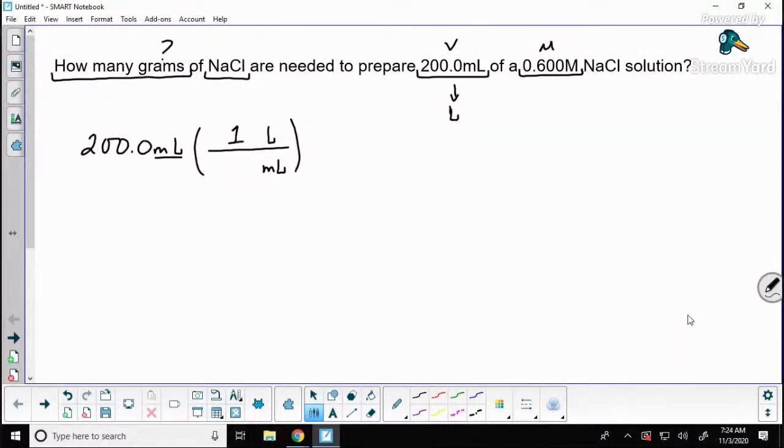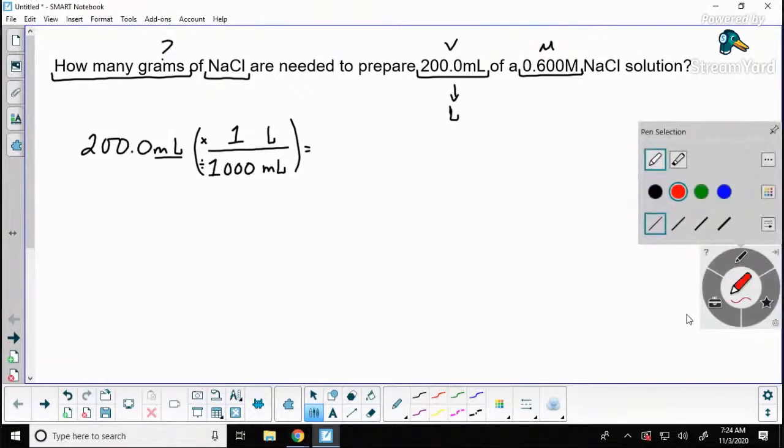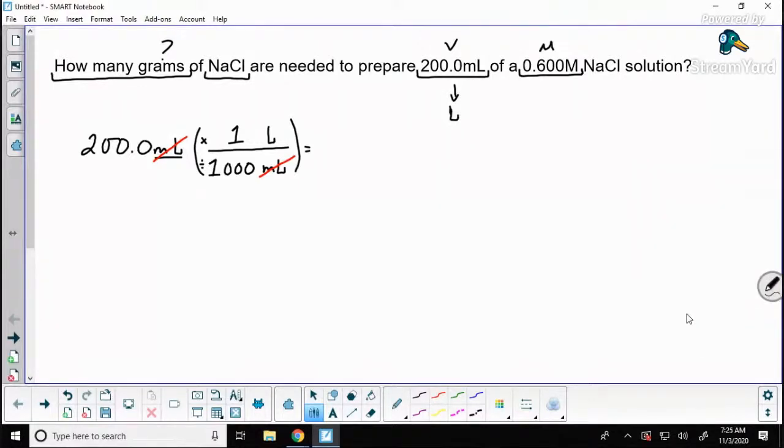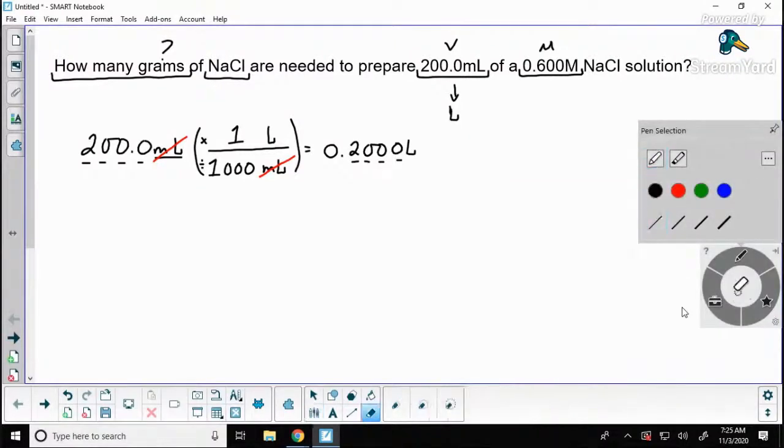And hopefully you already know that there is 1 liter per every 1,000 milliliters. And in converting, we always multiply by what's on top, divide by what's on bottom. And in doing so, our units of milliliters cancel to leave us with liters. And when we do this math, 200 times 1 divided by 1,000, you would get the answer of 0.2000 liters. And the reason I'm leaving all these zeros is because in our starting amount, we have 4 significant digits. So we need to make sure we have 4 significant digits in our final answer.